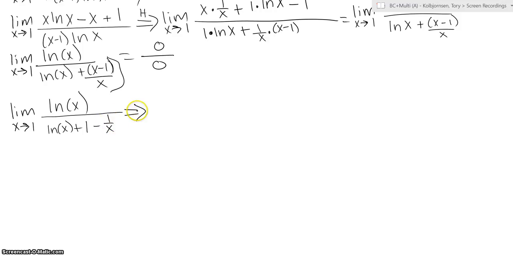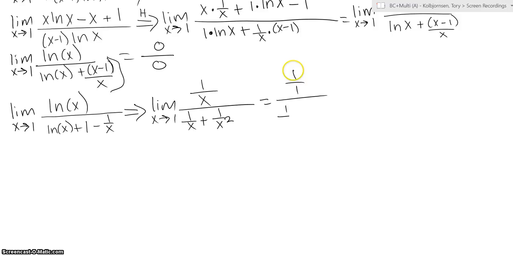We take L'Hopital's rule, the limit as x approaches 1 of the derivative of the top, which is 1 over x, over the derivative of the bottom. So 1 over x plus 1 over x squared. And now when we plug in 1, we get 1 over 1 over 1 plus 1 over 1 squared, which equals 1 over 1 plus 1, which is 1/2.